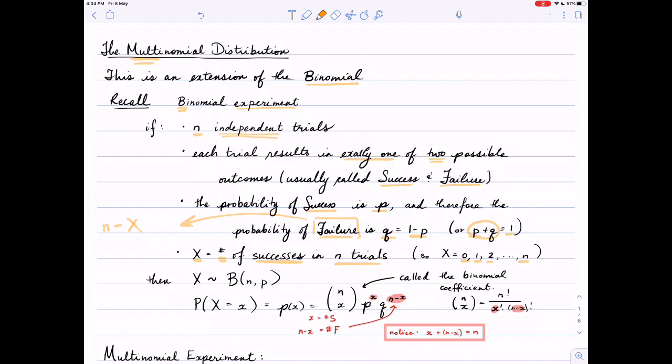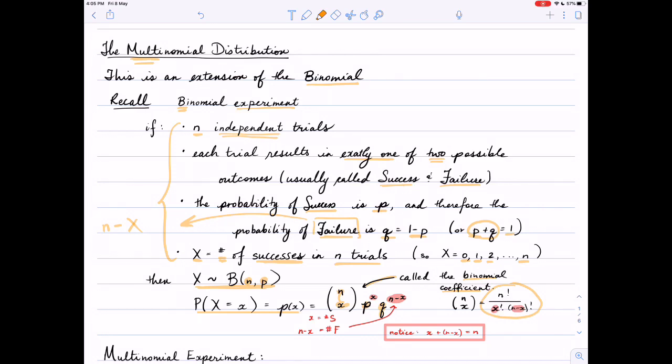So if all of these conditions are met, then x follows a binomial distribution with parameters n, the number of trials, and p, the probability of a success. And the mass function for x, little p of x, was the following. It was n choose x, p to the x, q to the n minus x. And this coefficient is very often called the binomial coefficient, and this is the way you calculate it. N choose x is n factorial over x factorial times n minus x factorial.